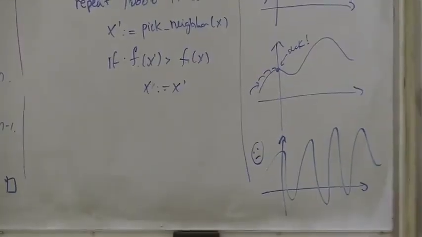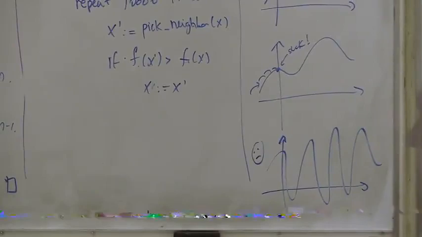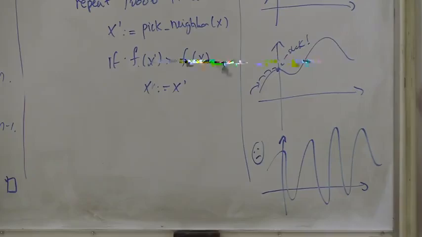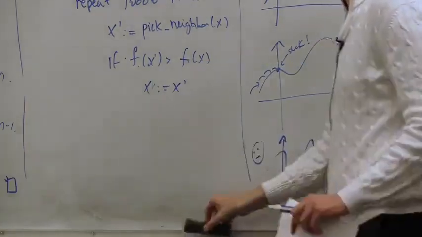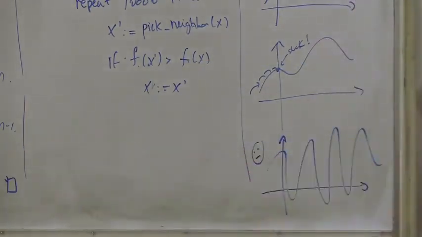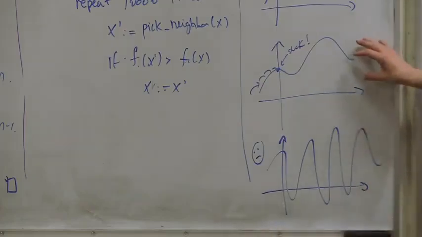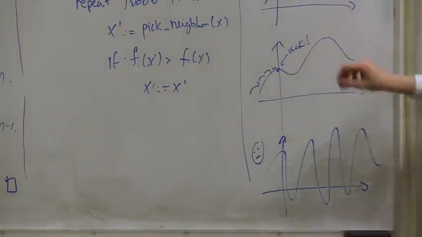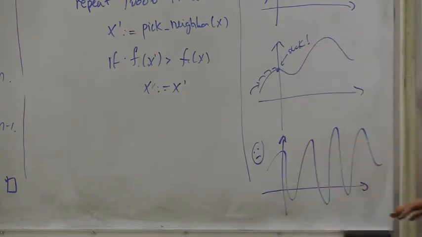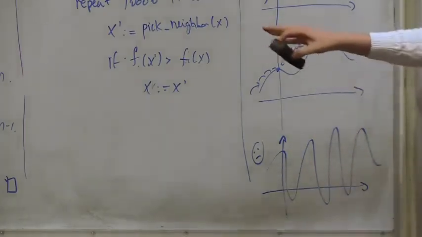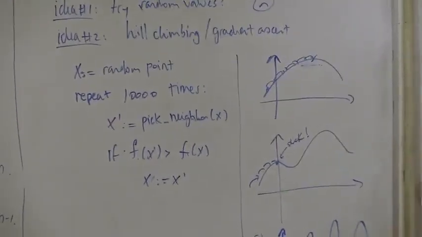So in practice, there are refinements of hill climbing, something called simulated annealing, that tries to at least handle things of this sort. Whereas for functions that look like this, there's not a whole lot that you can do in a general case. But there's a refinement of gradient ascent called simulated annealing.